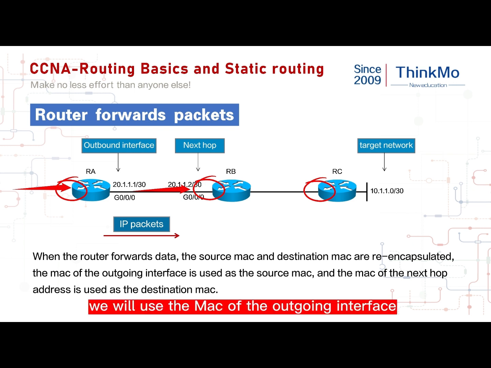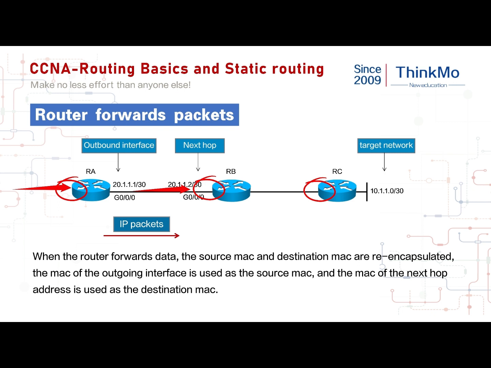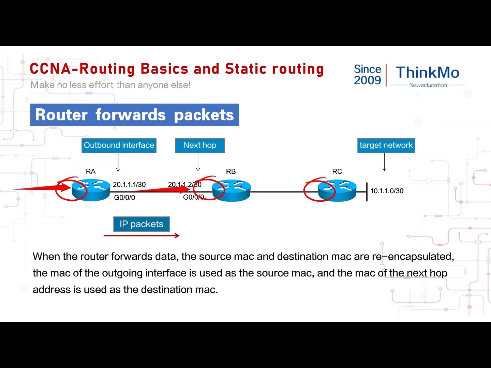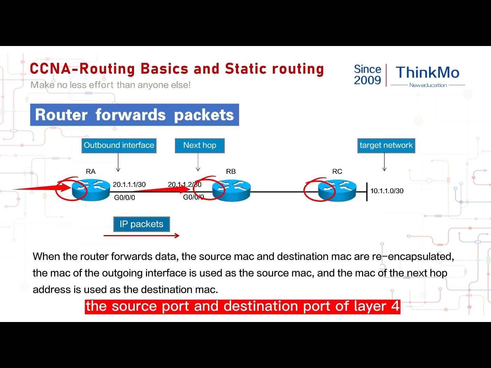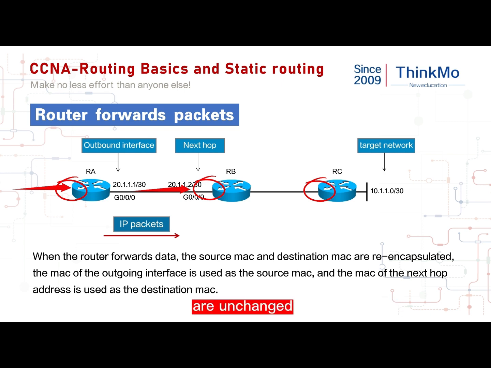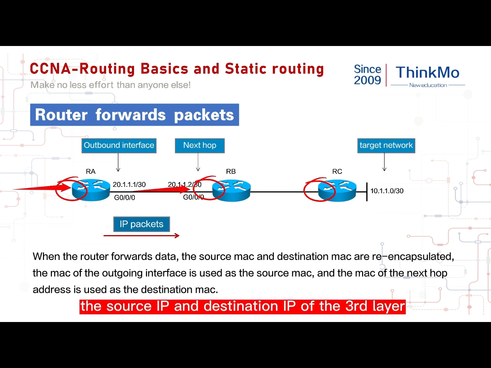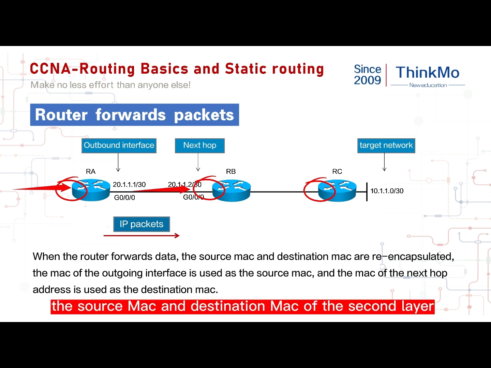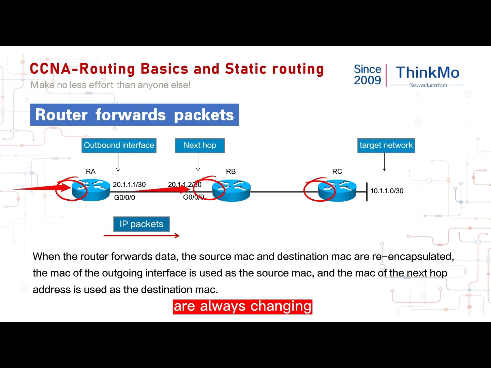We will use the MAC of the outgoing interface as the source MAC, and the address of the next hop is used as the destination MAC. This is the concept between them. That is, when data arrives at the router, it disassembles the second layer, then looks at the destination IP of the third layer, and then proceeds to forward. In the forwarding process, the source port and destination port of layer 4 are unchanged. The source IP and destination IP of the third layer are unchanged. The source MAC and destination MAC of the second layer are always changing.